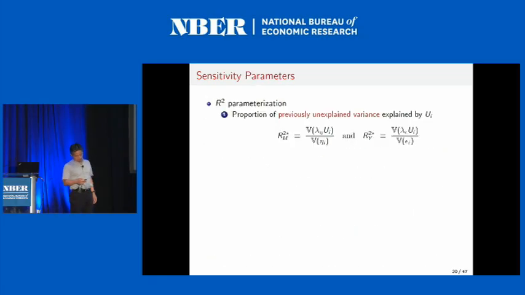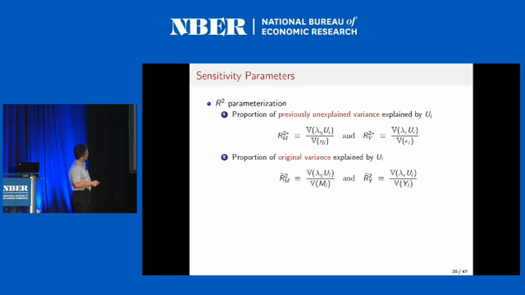The parameterization I found useful is R squared. There are two ways to do it. One is to think about how big the variance of this unobserved confounder is relative to the entire error term, so in the error term, how much of that is actually unobserved confounder in terms of variance. It's a ratio of the variances. Another is, instead of looking at the error term, to look at the original mediator variance: how much of the original variance of the mediator or the outcome the unobserved confounder has to explain for the results to go away.